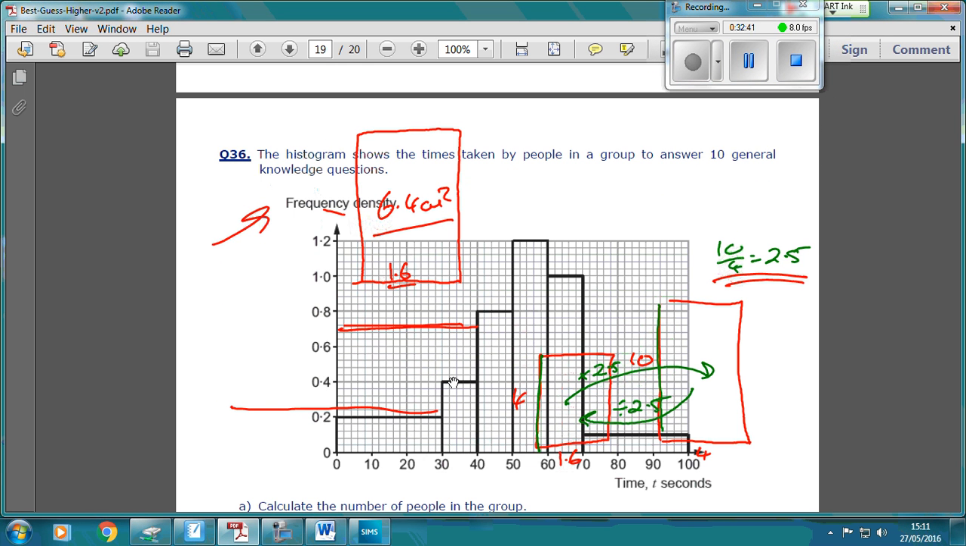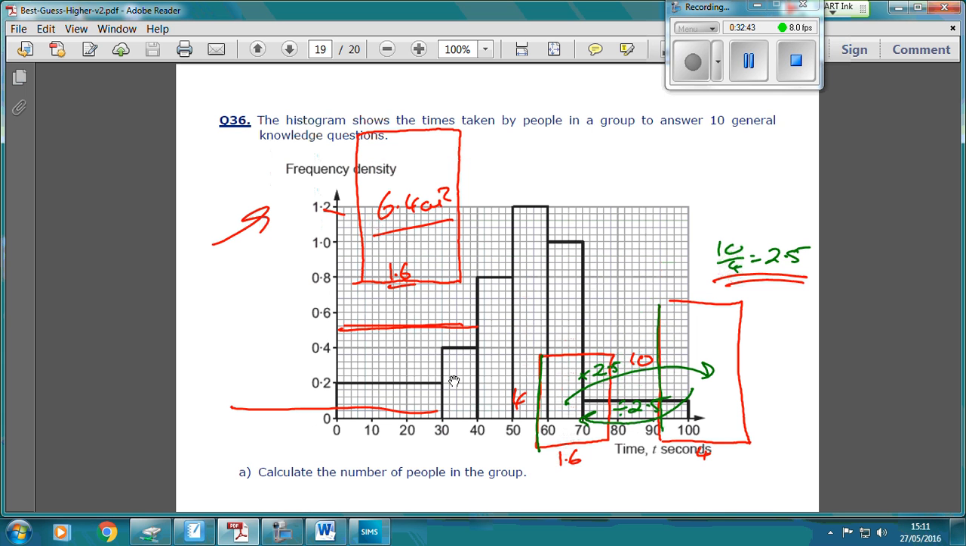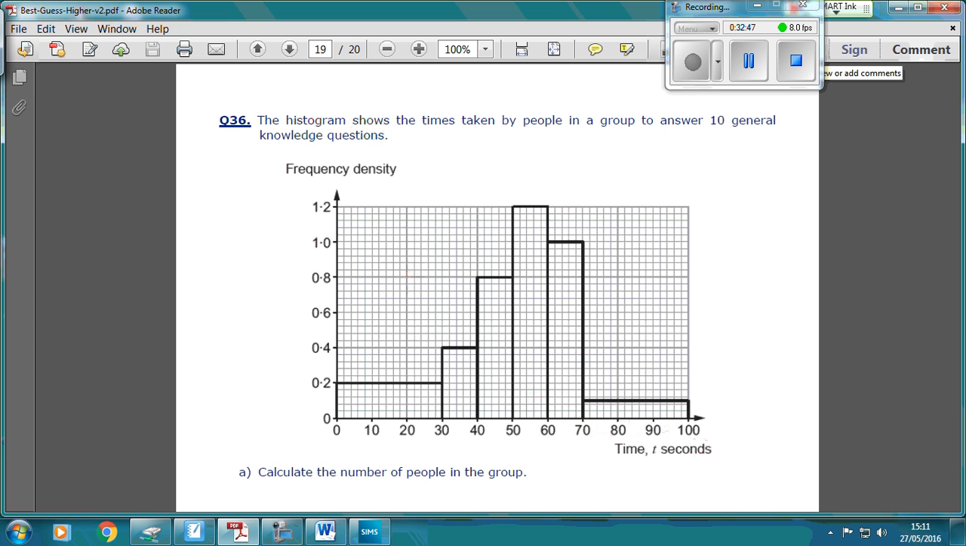Okay, histogram questions. Now, histograms, the main thing to remember is that the area of the bars equals the frequency, or the number of people in this question. So what we're going to do, if it says calculate the number of people in the group, we're going to work out the area of all the bars. Now, the first bar here is 30 times by the height, which is 0.2. So 30 times 0.2, we get 6. So there's going to be 6 people there.